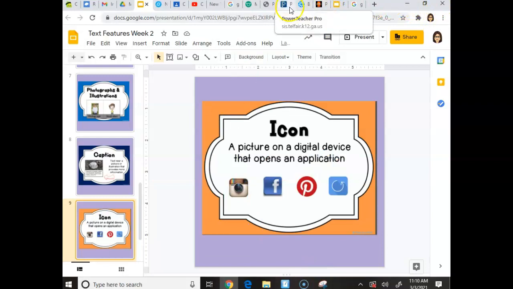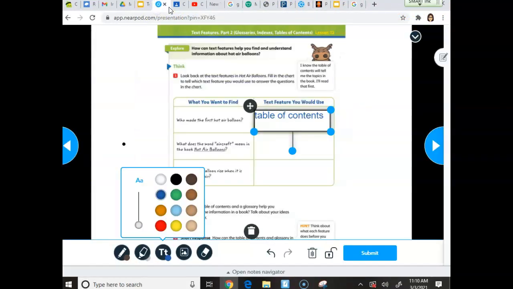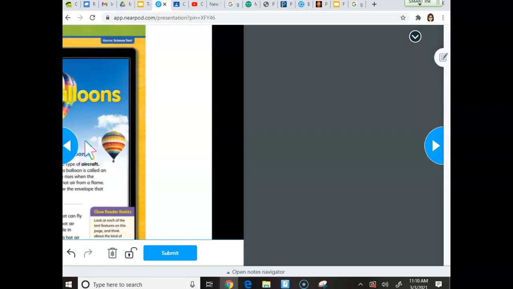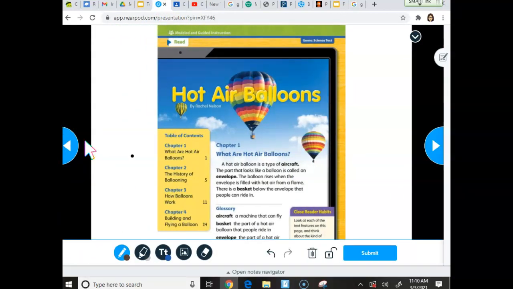Now, let's go back to the lesson that you were finishing yesterday. All right, so we were reading about hot air balloons, and it just gave us the first chapter of hot air balloons. It also gave us the title. Remember, normally there is a title page on the very front of the book that has the author's name. So this would actually be on the front cover if we were looking at the book. This would be on the first page, Chapter 1, What are hot air balloons?